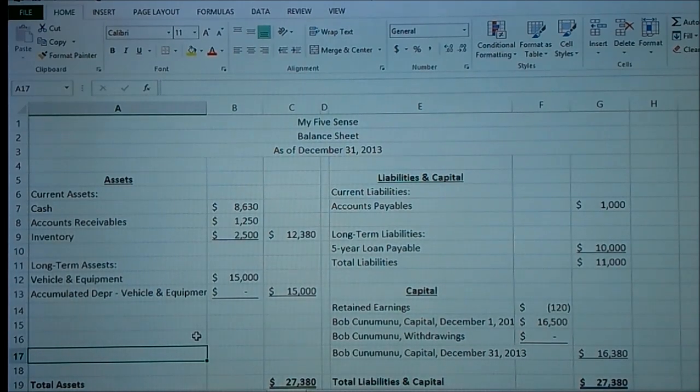But I went ahead and actually broke that capital section down, just to itemize it and show how we actually come up with the $16,380. Retained earnings, that's what your retained earnings line item is about. It's an accumulation of your net income. Generally speaking, we didn't have a net income, we had a net loss of 120. So retained earnings, the 120. Bob Kunamuna capital, 16,500. So Bob Kunamuna's updated or ending capital come December 31st is 16,380.